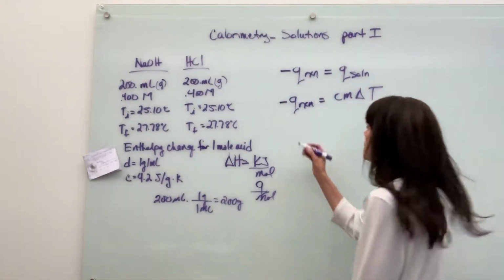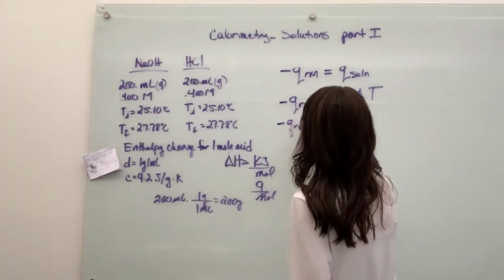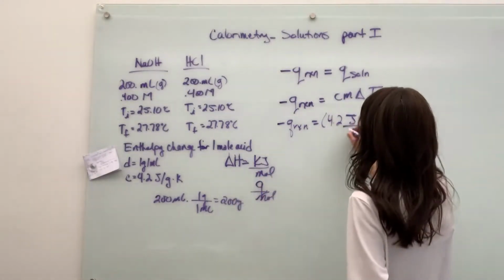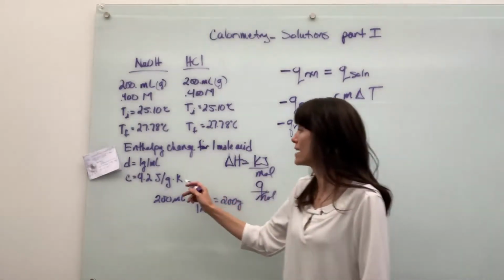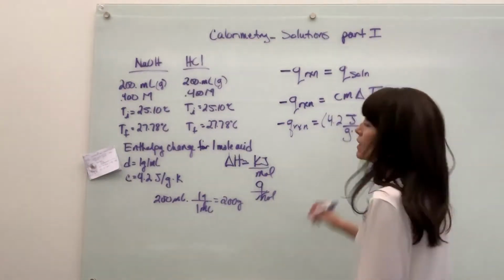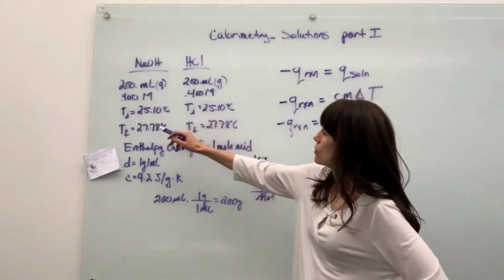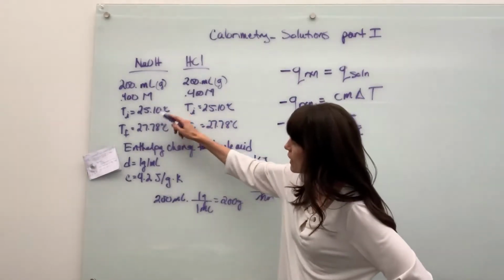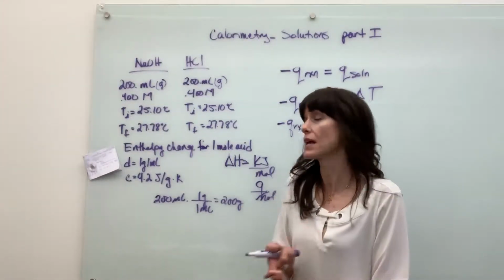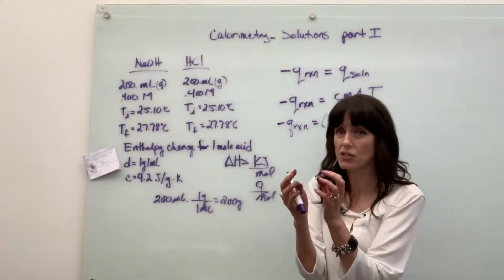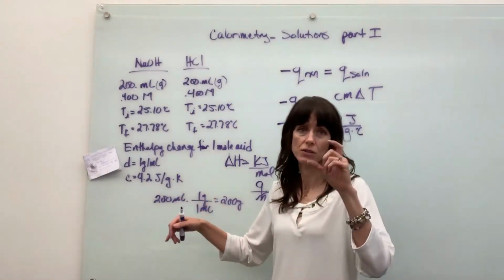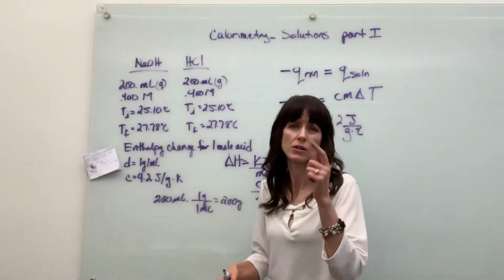Okay, let's plug in. Negative Q of the reaction equals the specific heat, 4.2, joules divided by gram times. Now, that says Kelvin. I'm going to go ahead and change that to degrees C. And here's the reason why. When you subtract final and initial, the magnitude of the change for Kelvin and Celsius is the same. So because we're doing change, I can replace that with degrees C. You can use Kelvin and degrees C interchangeably because it's associated with change.